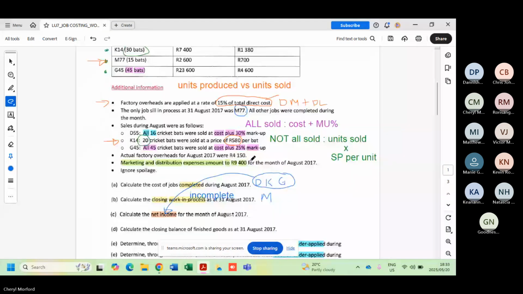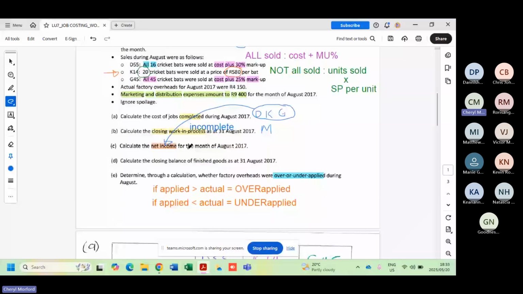All right. D. We must calculate the closing balance of finished goods. So notice here how this is different to B. B is asking for the job that is not finished. This one is the closing balance of finished goods. So basically this one is going to be the ones that are complete, but not all sold. That's the key word. It's sitting in stock as a finished good.